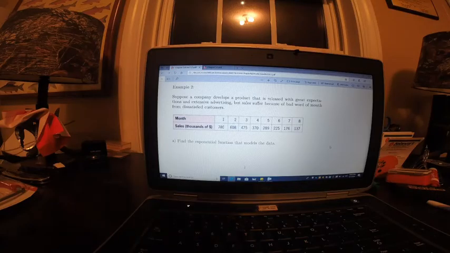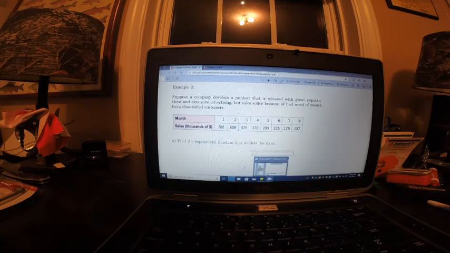Example 2. Suppose a company develops a product that is released with great expectations and extensive advertising, but sales suffer because of bad word of mouth from dissatisfied customers. Here, we've got the month and the sales in thousands of dollars. It wants us to find an exponential function that models the data. So let's do it. We're going to go over here to the calculator.